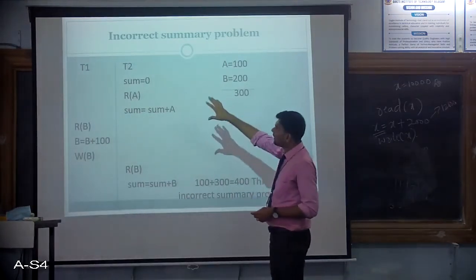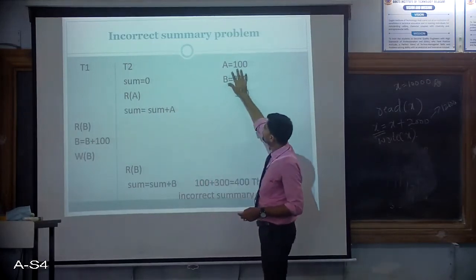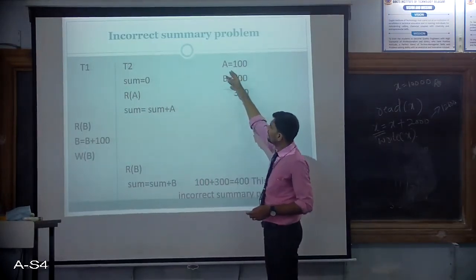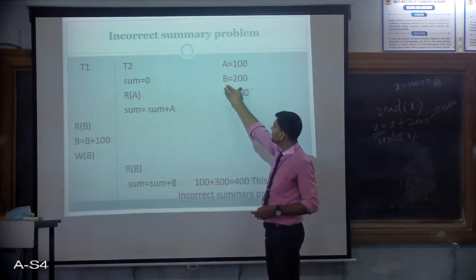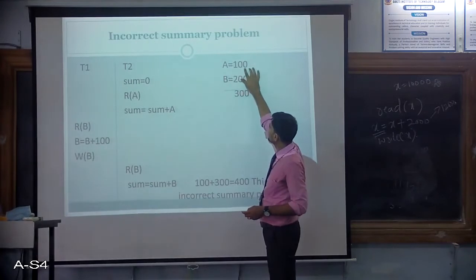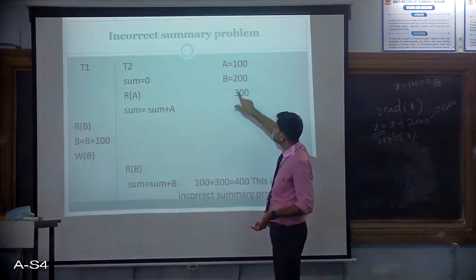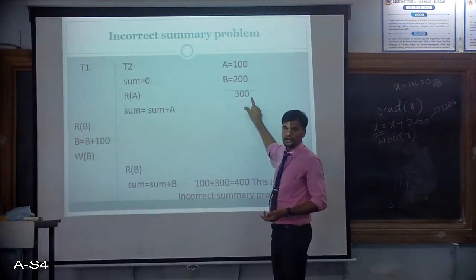Here we have two transactions T1 and T2. We can consider A as one account and B as one more account. So we have account A and account B. A has 100 rupees and B has 200 rupees. The summation of both accounts should give us 300 rupees, right?